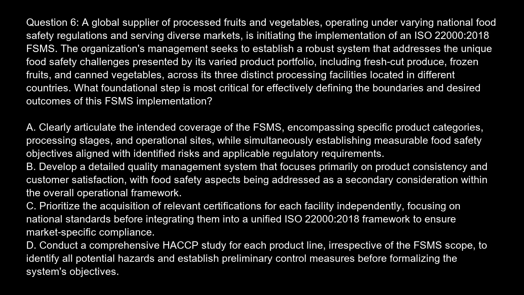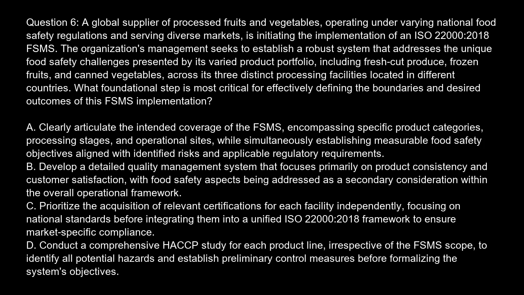Question 6. A global supplier of processed fruits and vegetables, operating under varying national food safety regulations and serving diverse markets, is initiating the implementation of an ISO 22000:2018 FSMS. The organization's management seeks to establish a robust system that addresses the unique food safety challenges presented by its varied product portfolio, including fresh-cut produce, frozen fruits, and canned vegetables, across its 3 distinct processing facilities located in different countries. What foundational step is most critical for effectively defining the boundaries and desired outcomes of this FSMS implementation?